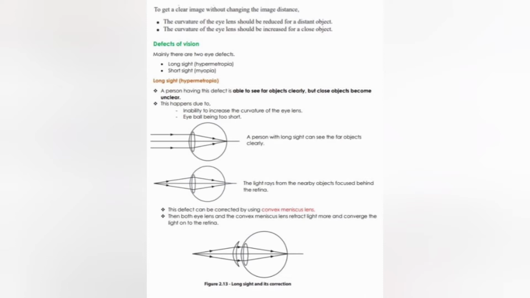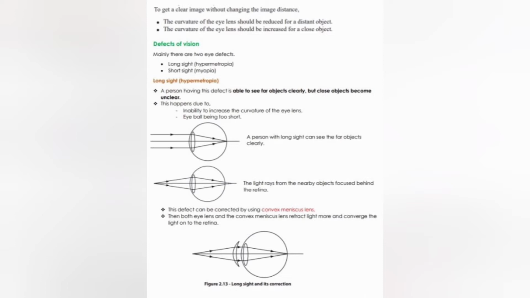Now, let's learn about defects of vision. Mainly there are two eye defects. First one, long sight, that is hypermetropia. Then second one, short sight. It is named as myopia.